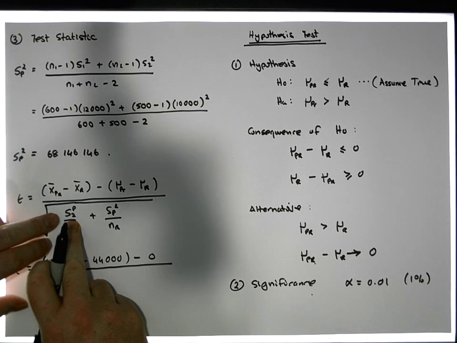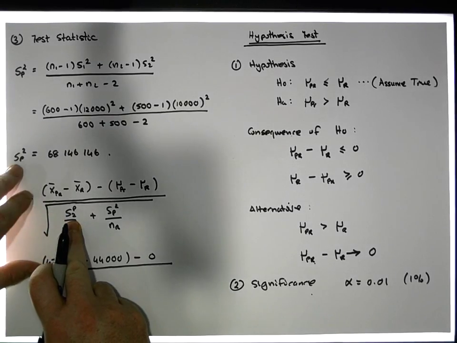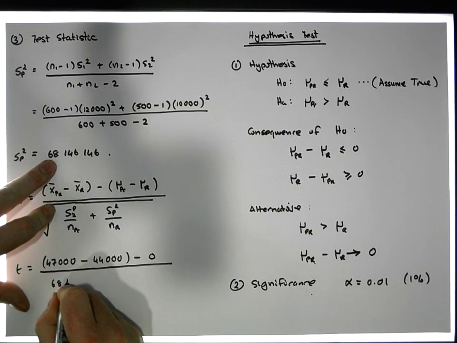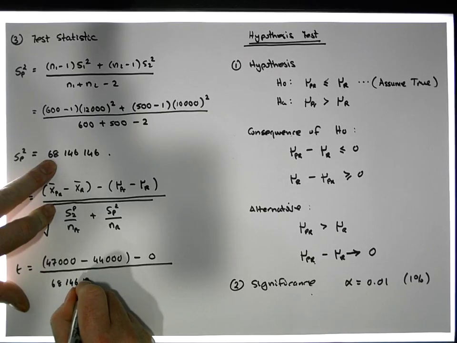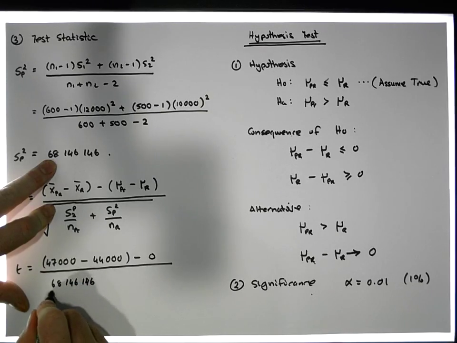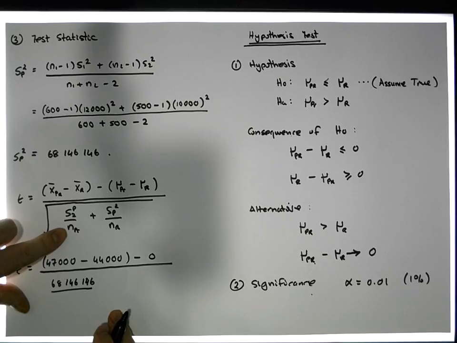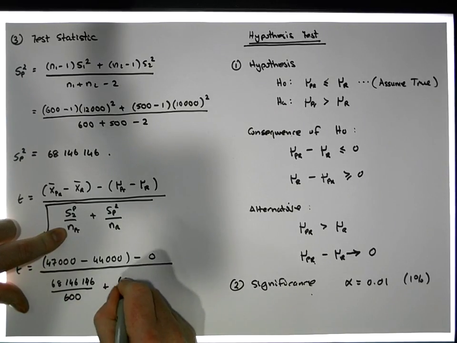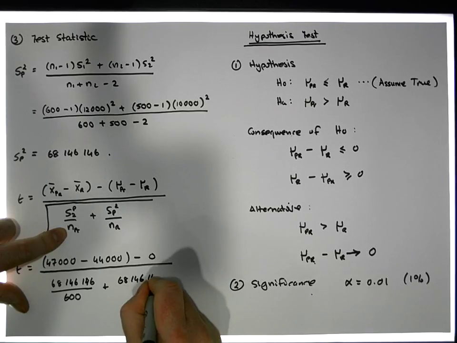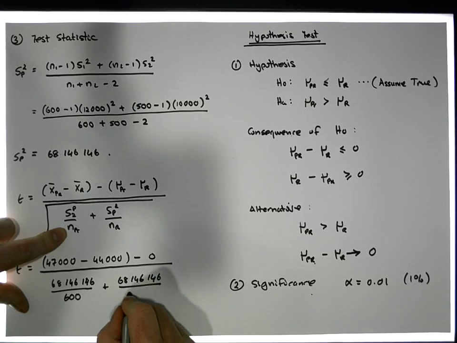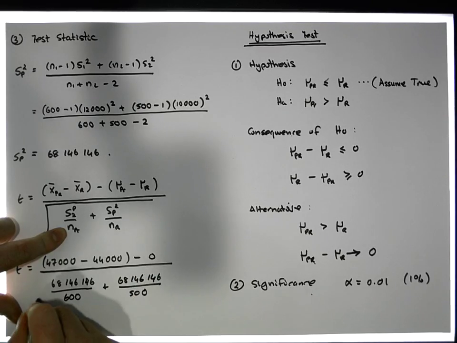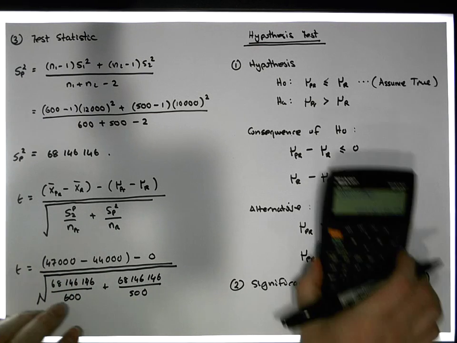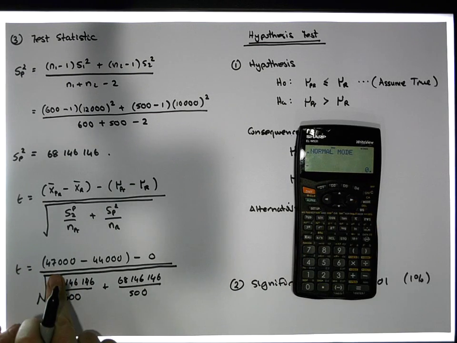Sp squared, which is the pooled variance, which is 68 million, so that's a big number, 68,146,146, divided by the first sample size, which is 600, plus 68,146,146, divided by 500, and it's the square root of that. So we have big numbers here.